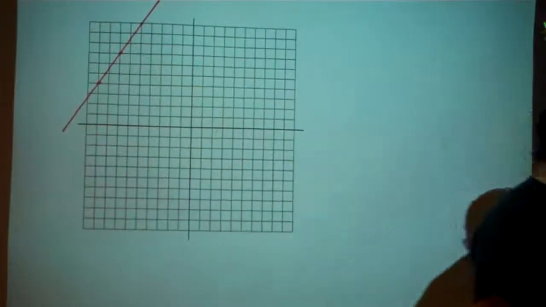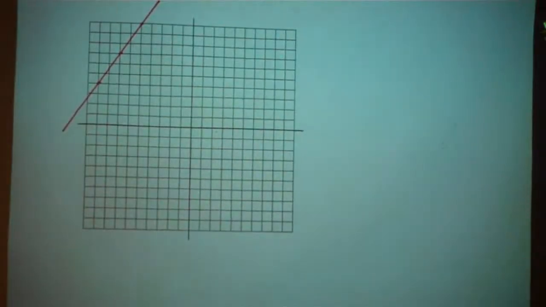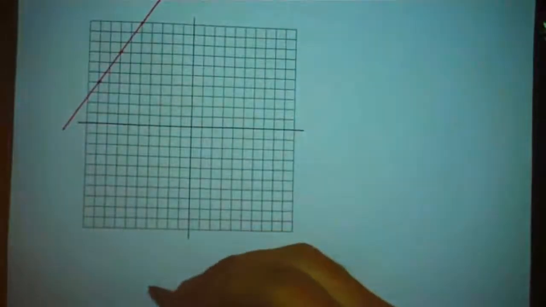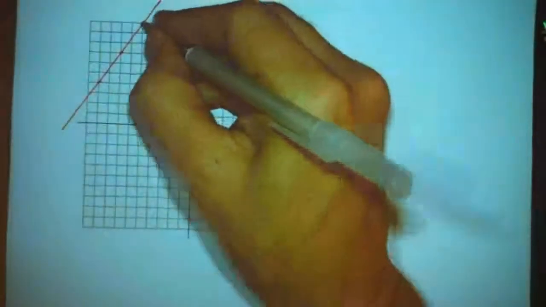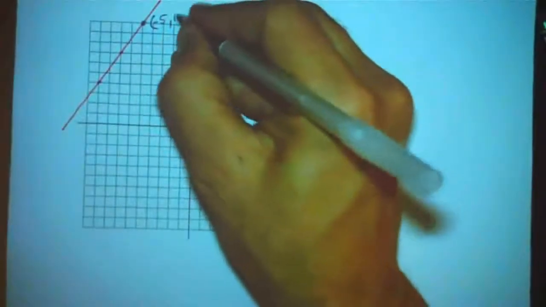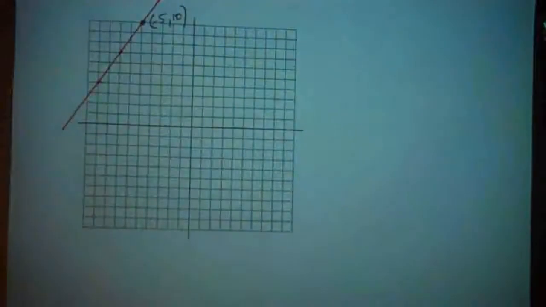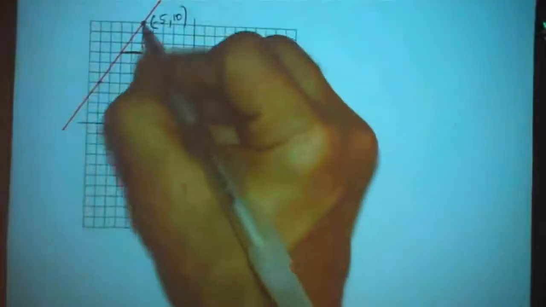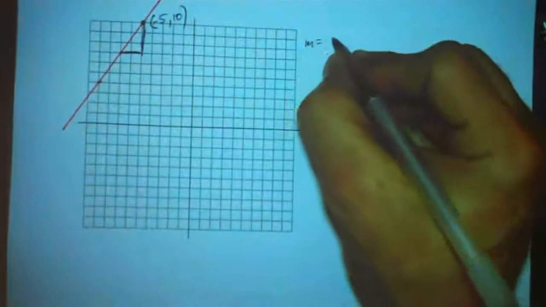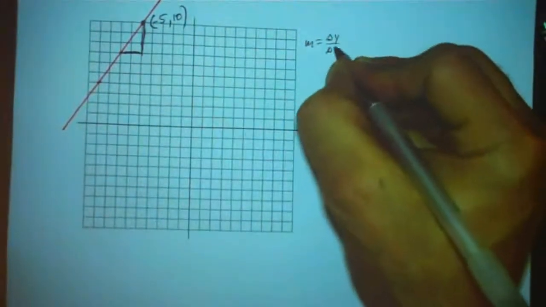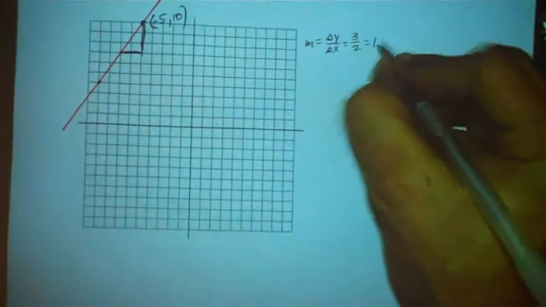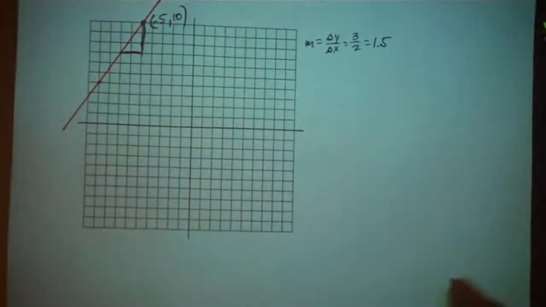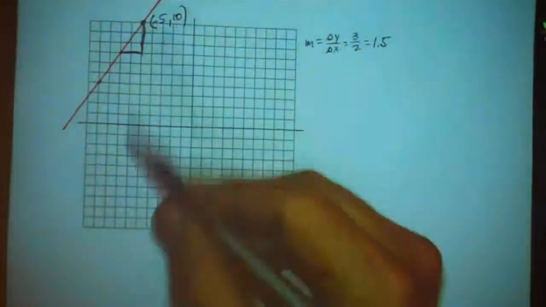All right? Now again, I could do the three-column chart if I wanted to. But I can also use my point-slope form of this line. Okay? So let's use this point right here, the point negative 5, 10. Okay? And what's the slope of this line? Well, as I go over 2, I'm going up 3, so that means my slope is delta y over delta x, which is 3 over 2, or 1.5. Okay? So I have 1.5 as my slope. I have going through the point negative 5, 10.